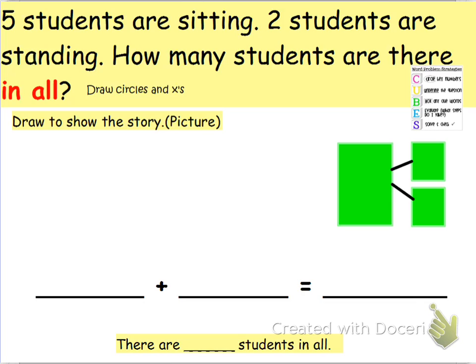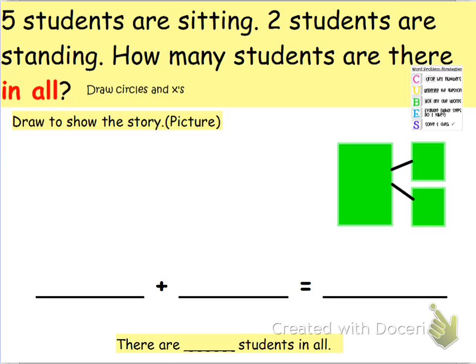And the reason why we read them so many times is to where we know and we understand exactly what this word problem is telling us. So let's start reading it. It says 5 students are sitting. 2 students are standing. How many students are there in all? So I'm going to read it again. 5 students are sitting. 2 students are standing. How many students are there in all?